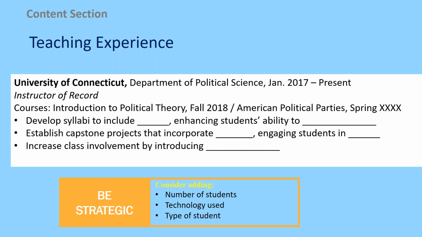So I'm going to fill this in here. And in this example, the individual identified the courses by name and the semester taught. So we see they lead with University of Connecticut, the department in which they taught, and then they've identified the starting month and year, and they're saying that the position is going through present, meaning it's continuing now. And this individual happens to be an instructor of record, and they're sharing that they taught Introduction to Political Theory in the fall of 2018, and they taught American political parties in the spring of, let's say, now, right? Because it's through present.